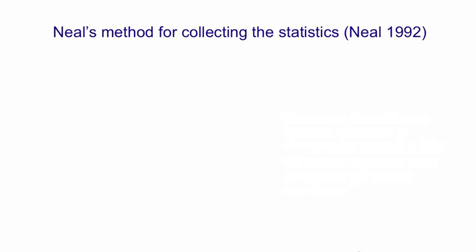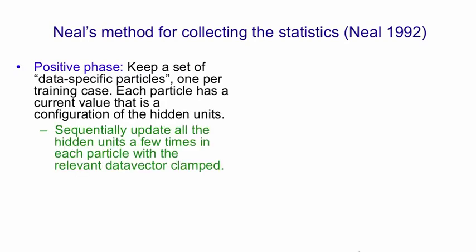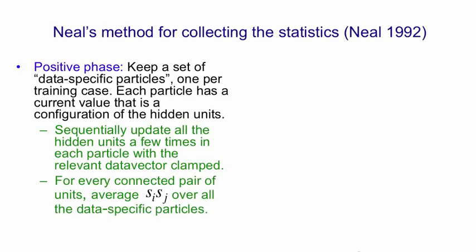So here's the method for collecting statistics introduced by Radford Neal in 1992. In the positive phase, you have a set of data-specific particles, one or a few per training case, and each particle has a current value that's the configuration of the hidden units, plus which data vector it goes with. You sequentially update all the hidden units a few times in each particle with the relevant data vector clamped. And then for every connected pair of units, you average the probability of the two units being on over all these particles.